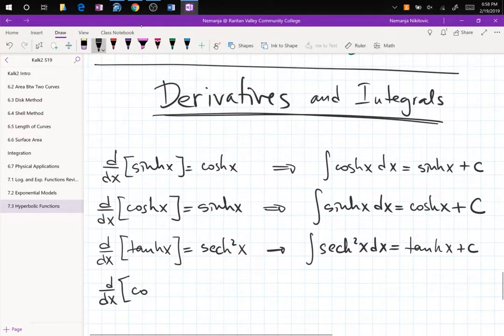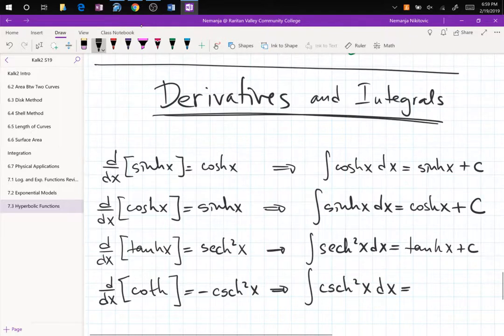Now let's go with the cotangent hyperbolic x, and this is where your negatives kick in. Negative cosecant hyperbolic squared x. Perfect. The integral of cosecant hyperbolic squared x dx is equal to negative cotangent hyperbolic x plus c.